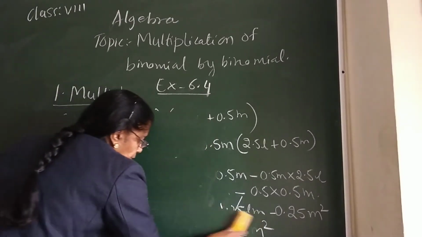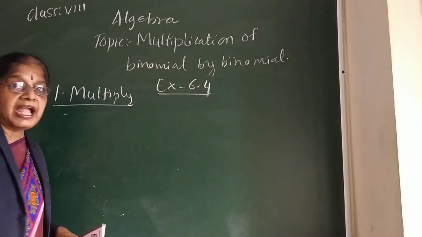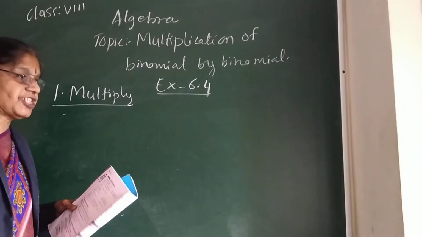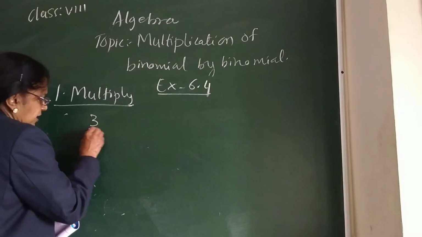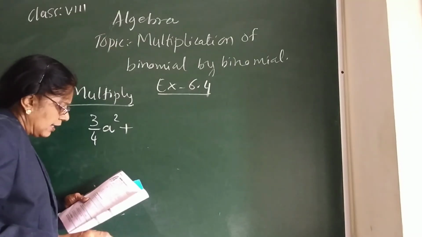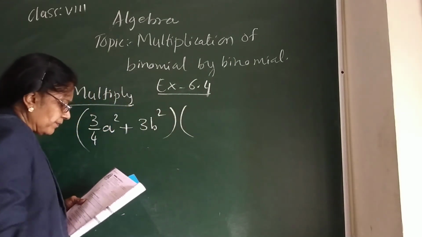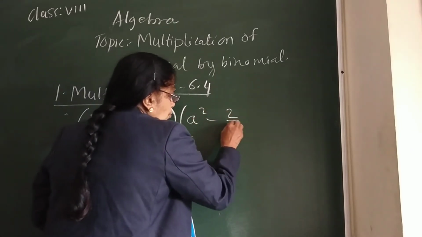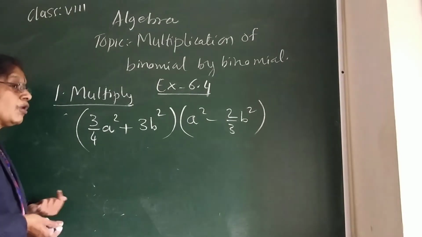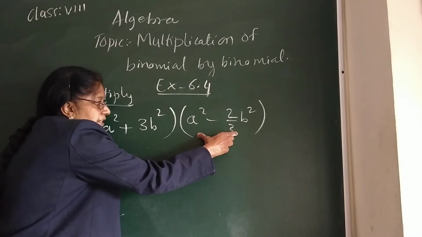Third sum I will do. So one sum I have done with constants, second sum I have done with decimals, third sum I will do with fractions. So how to do with fractions? The multiplication of binomials: 3 by 4 a square plus 3b square, 1 into a square minus 2 by 3b square. This is also the same method we have to do. What we have to do? Take the first term, multiply with both the terms of the second binomial.